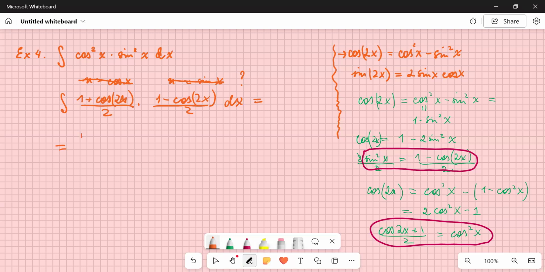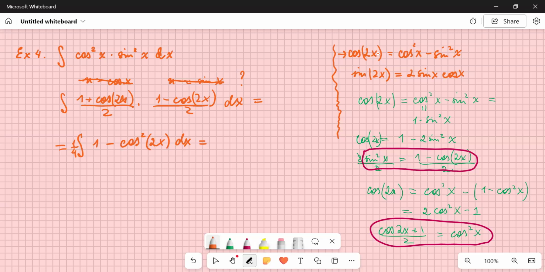And simplify it now a little bit. So what I have, I'm going to put 1 over 4 in front of the integral, combining these two denominators, right? And I have a plus b times a minus b, which is going to be a squared minus b squared, the formula, right? So I have 1 minus cosine squared of 2x dx.